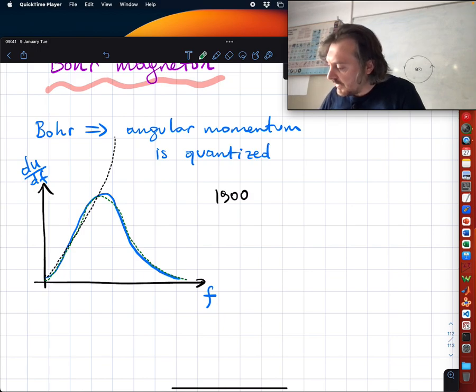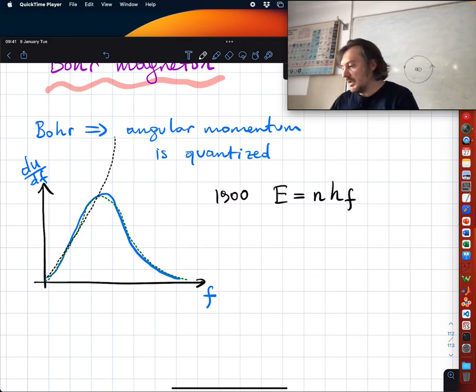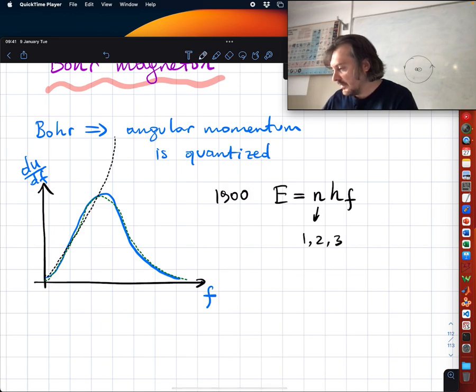Planck tells us in the 1900s that harmonic oscillators can only have this energy, where this is a number, just 1, 2, 3. This is Planck's constant. Planck's constant. And this is frequency.